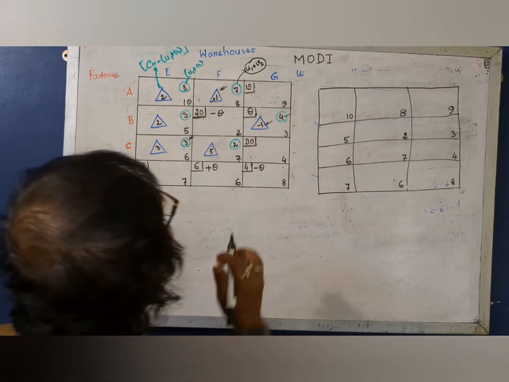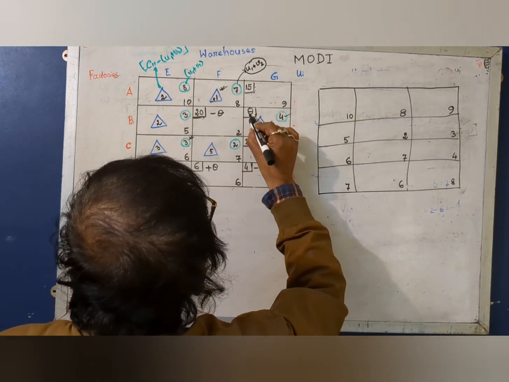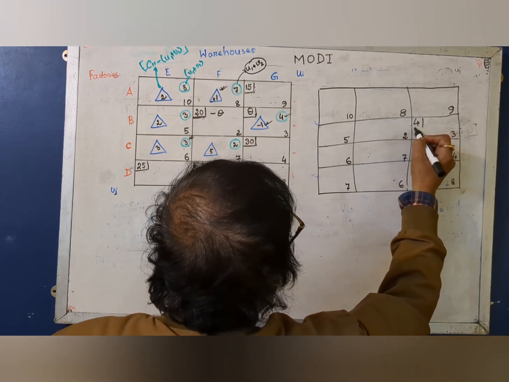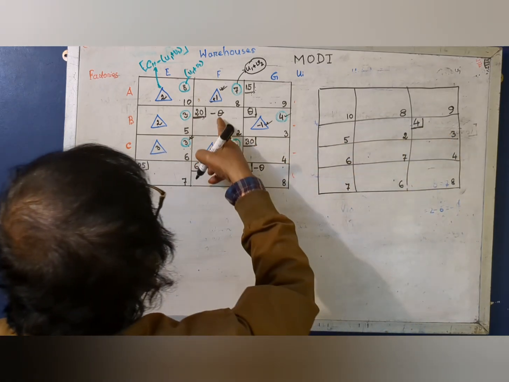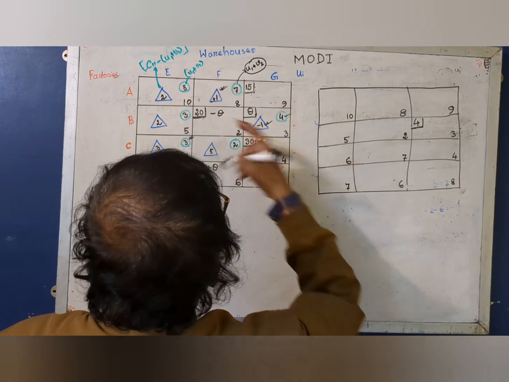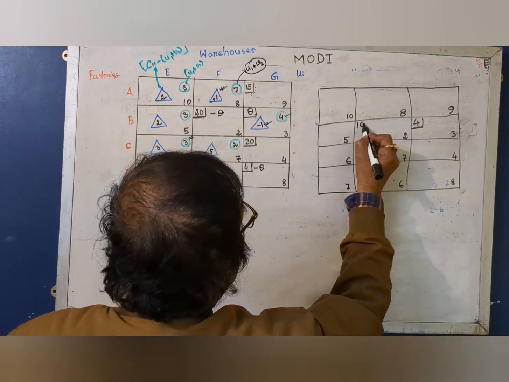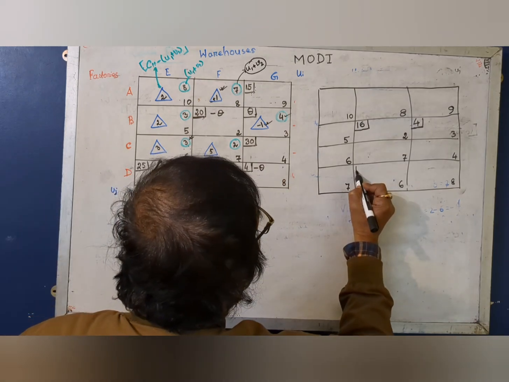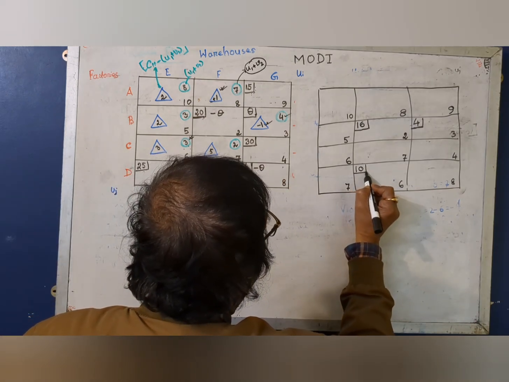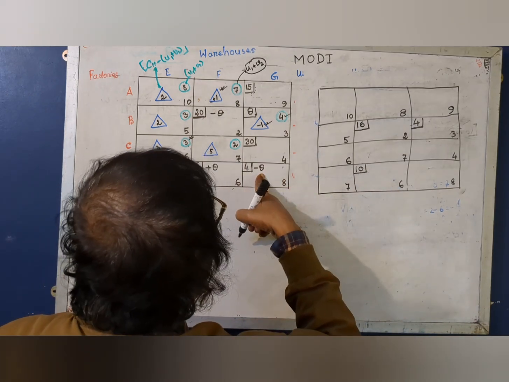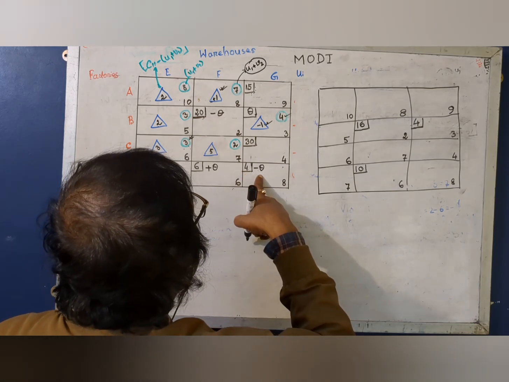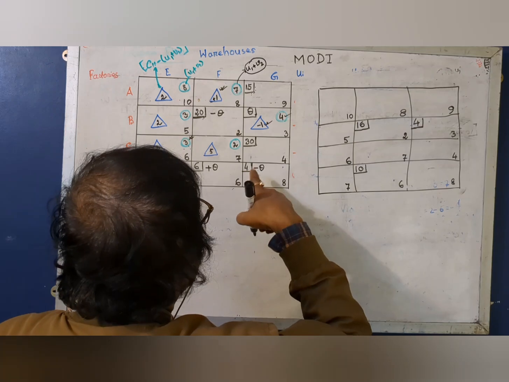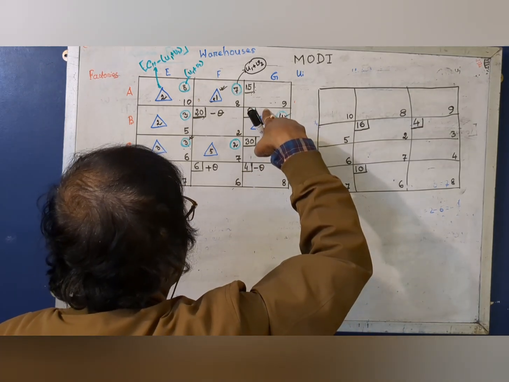What will be the new basic allocation? The value of theta I have taken 4. That's why the new value is being placed at 4. And 4 will be subtracted from here. In place of 20, it will be 16. Theta value is 4. That's why it will be 16. And this is 10. 6 plus 4 is 10. And this is 0. 4 minus 4 is equal to 0. That means this variable is being dropped. This value has been dropped, and this is included.